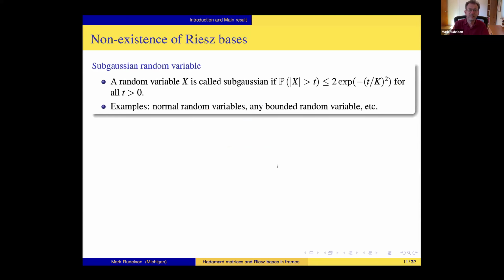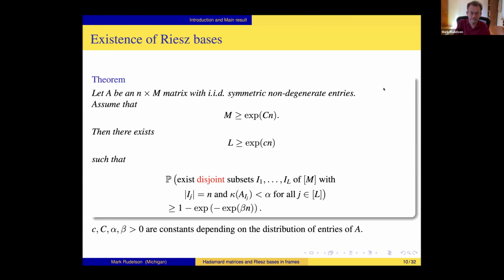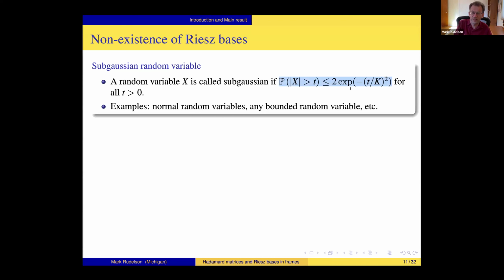And for non-existence, I need more assumptions. I'll assume that the entries of the matrix are sub-Gaussian random variables. Sub-Gaussian means that the tail of the random variable decays at least as fast as the tail of a Gaussian random variable. And this is a natural class. There are many examples of sub-Gaussian random variables.